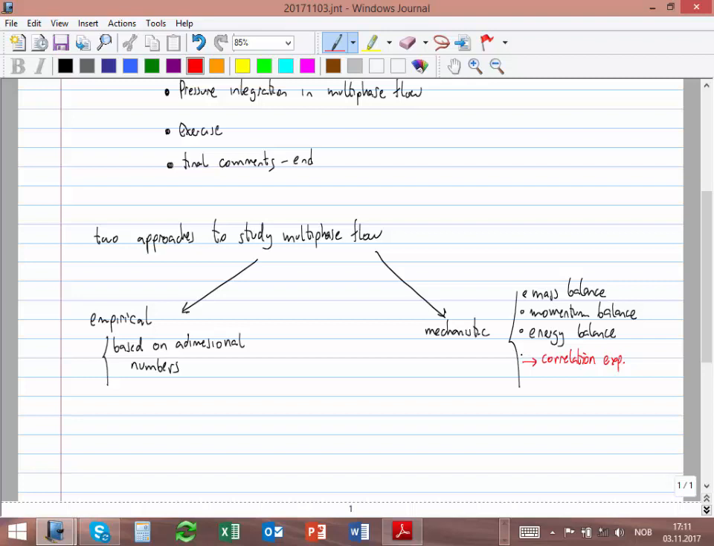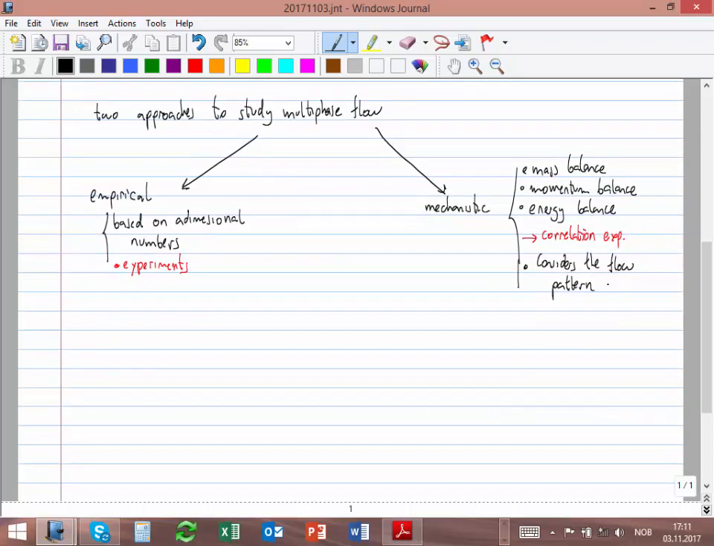But this one, if you see, is completely empirical. This is all based on experiments. While this one has experiments only in some aspects. All the others is using equations. And this approach basically considers the flow pattern that you have, so the distribution of the phases.